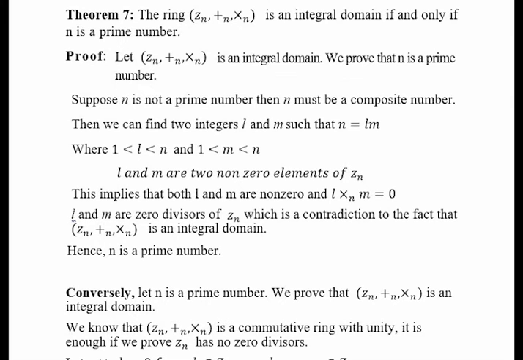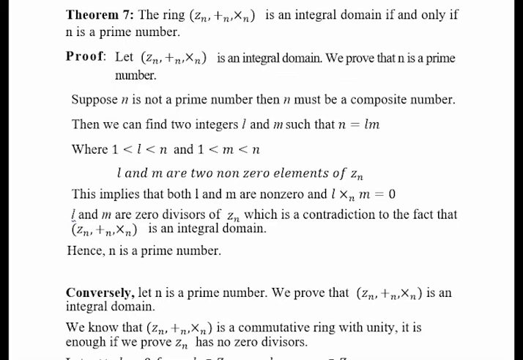This is a contradiction to the assumption that Zn is an integral domain, and an integral domain should not possess zero divisors. This is because of the contradiction, as we have assumed that n is a composite number, so n must be a prime number.